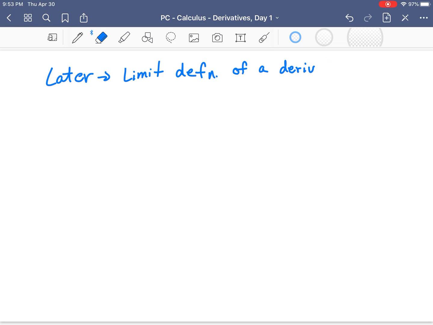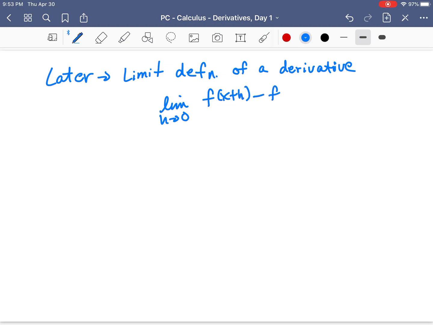Oops, derivative. All right, it goes like this: the limit as h goes to 0 of f of x plus h minus f of x over h. So that's going to be a limit that we're going to evaluate later to find the derivative. That's called doing a limit by first principles, or the definition of a derivative. For right now, we're just going to do an example that helps us with this.